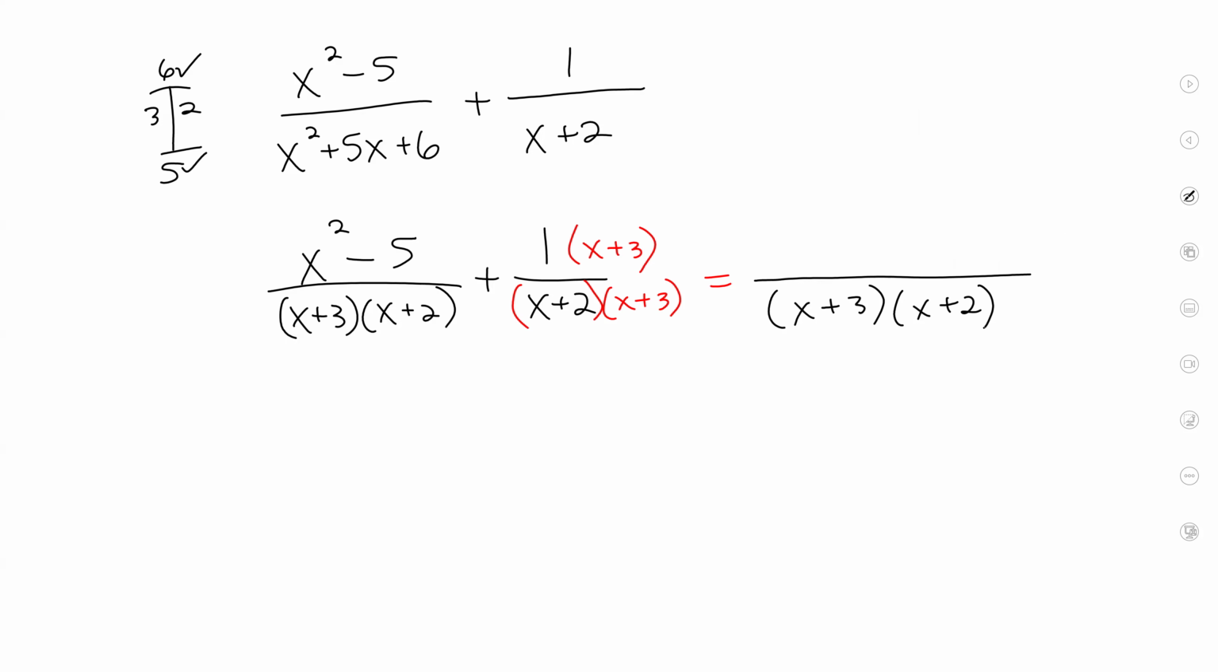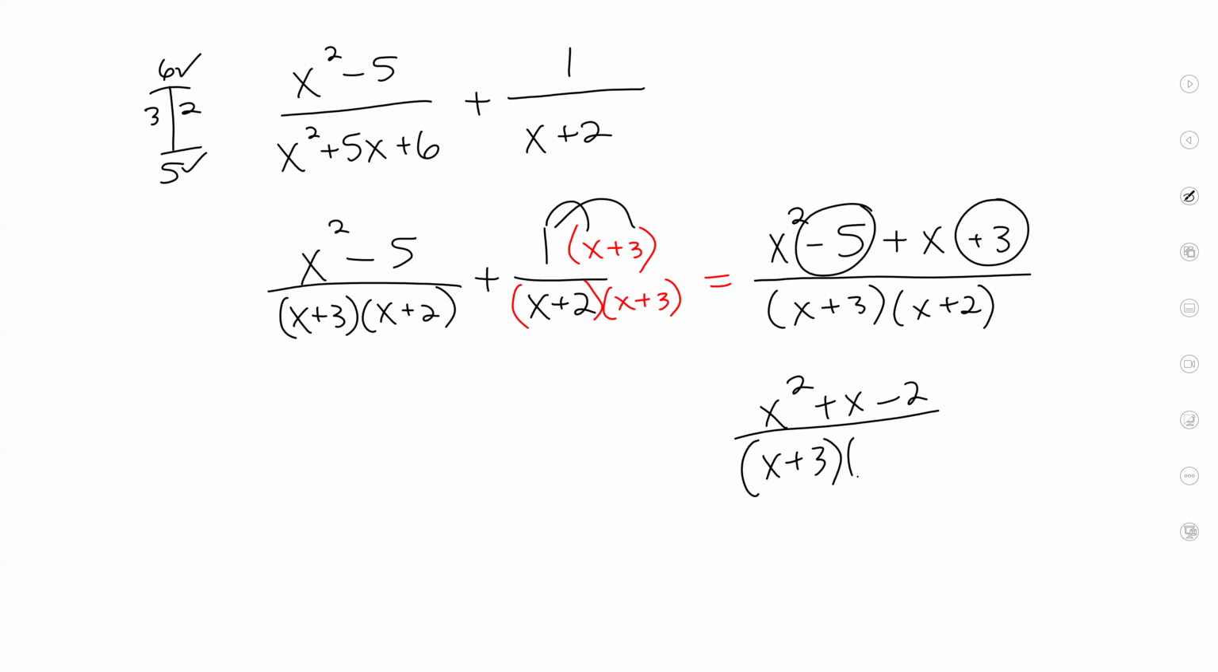Now you can worry about the numerator, okay? So what I have is x squared minus 5 plus 1 times x is just x. 1 times 3 is just 3. From here, we can combine like terms. I'll have x squared plus x, but negative 5 plus 3 is negative 2.